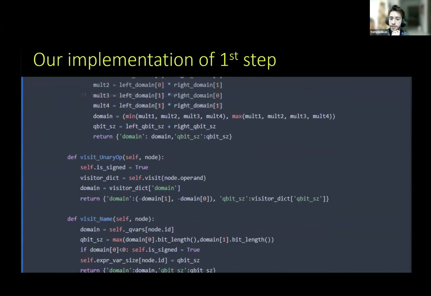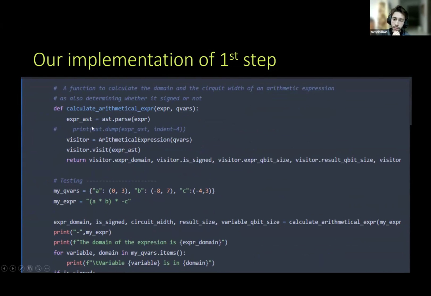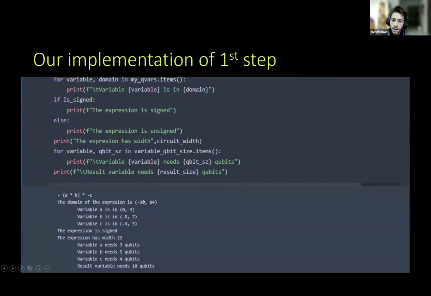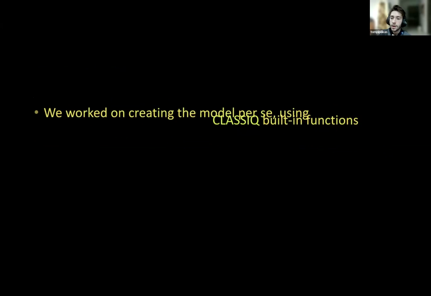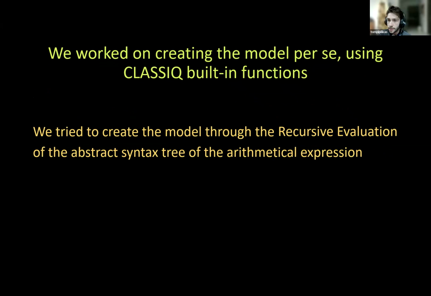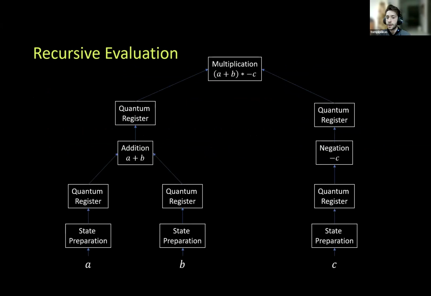The details don't matter so much, but what we have is that we give as input the quantum variables and their corresponding domain and the arithmetical expression, and this function was calculating exactly the domain, the number of qubits, and whether they are signed or unsigned. As a second step, it was exactly to construct the arithmetic function. We worked on creating the model per se using the Classiq built-in functions. We tried to create the model through the recursive evaluation of the abstract syntax tree, and let me give an example of how this was done.